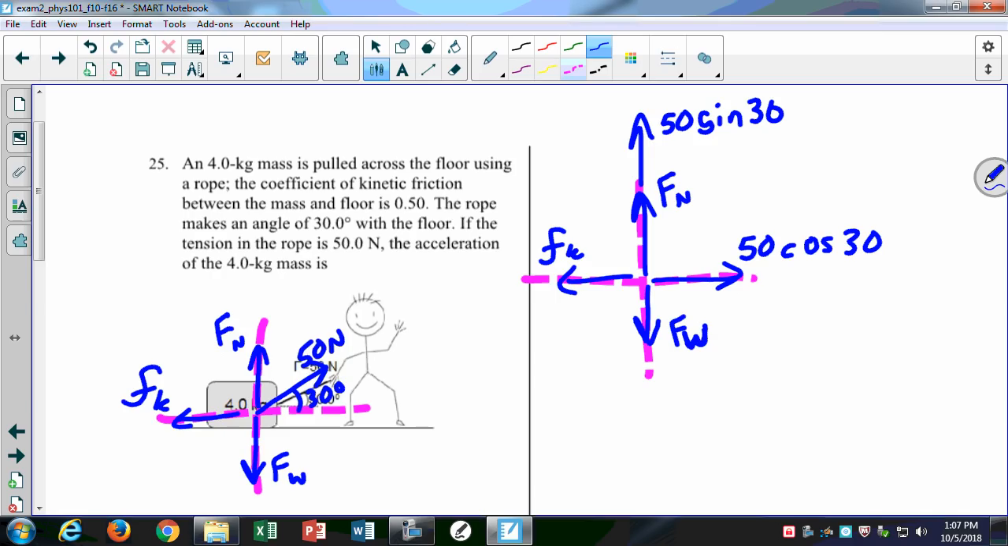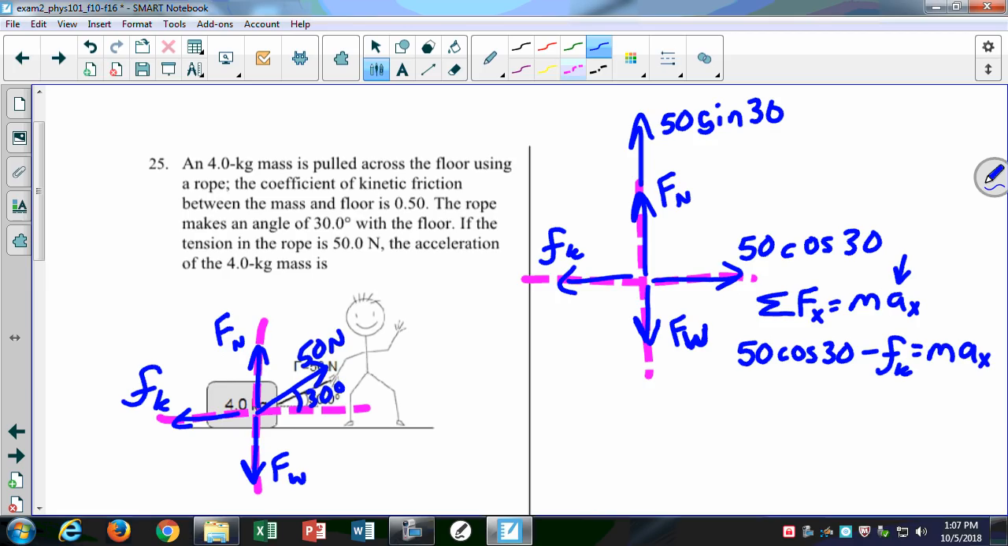And what I want to know is the acceleration. So in order to find the acceleration, I'm concerned with the x-axis, right? Because I know the sum of the forces is equal to max, and I'm looking for an acceleration in the x direction. So I say 50 cosine 30 minus Fk is equal to the mass times ax. But I don't know Fk. And that's where these friction problems get complicated, that you have to find out what Fk is.